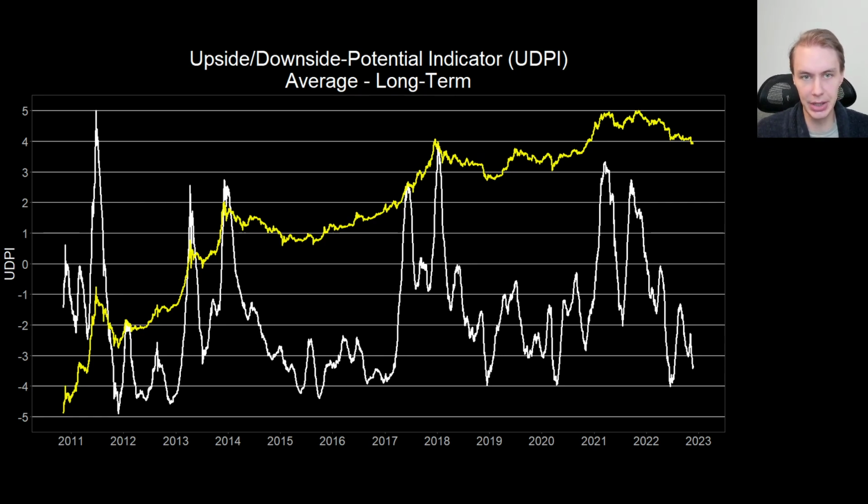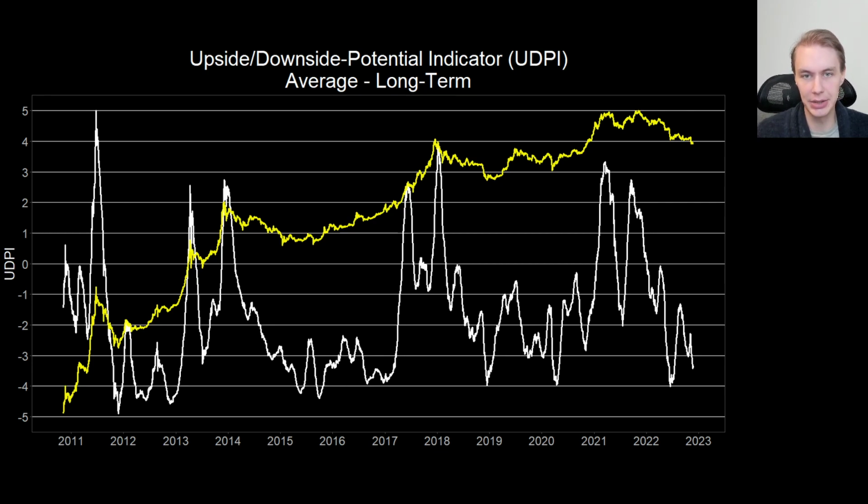So what I'm showing you here is the long-term average UDPI. The long-term version of the UDPI cares about moves that play out over months, so it's more macro in its focus. And this is what it looks like over time. Now I'm overlaying the Bitcoin price in the background just so you can get a better visual sense of when things are happening.